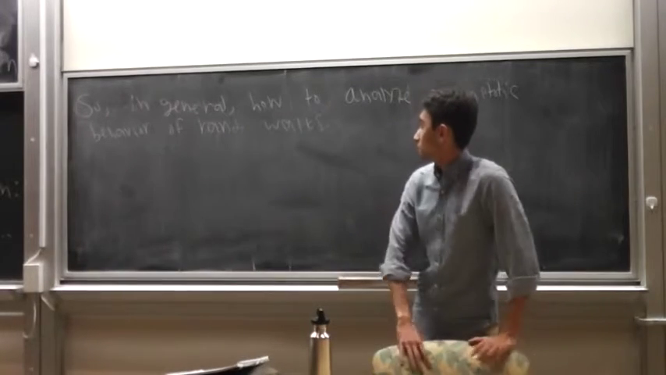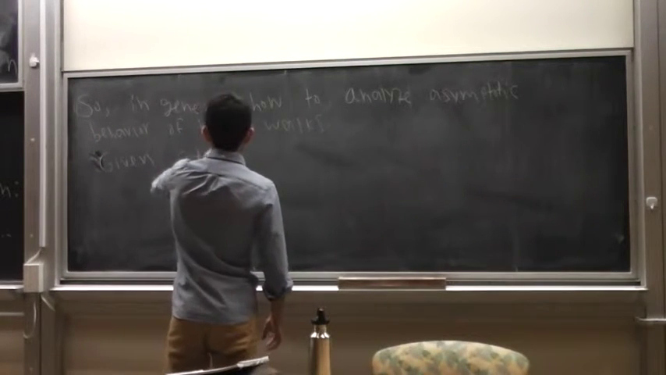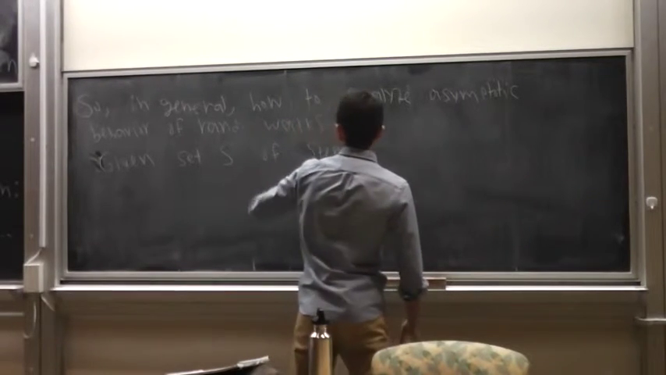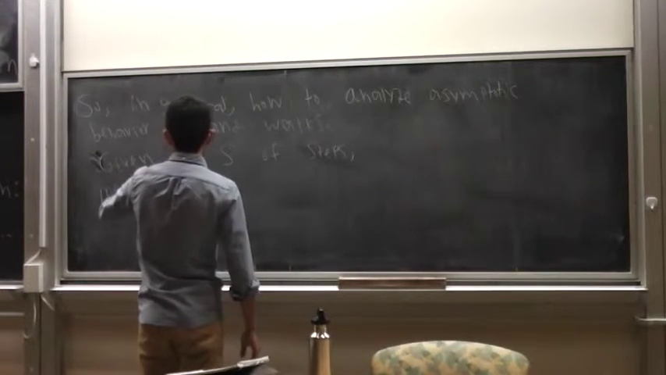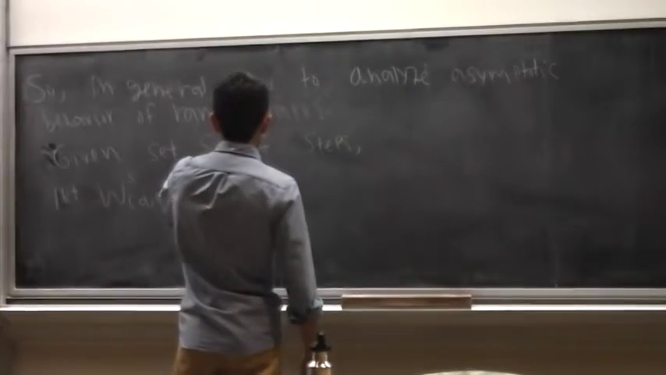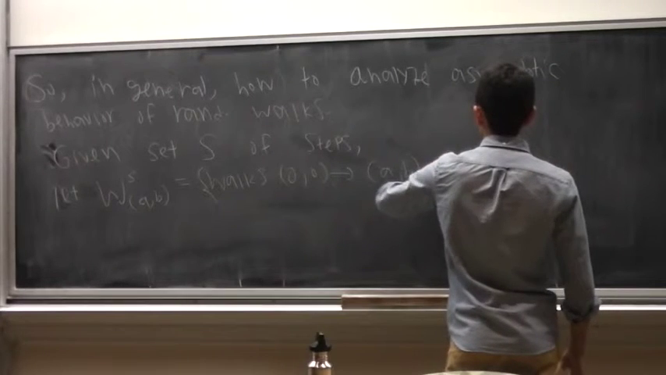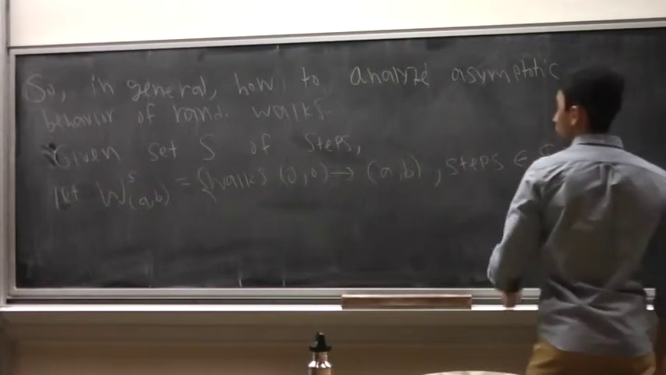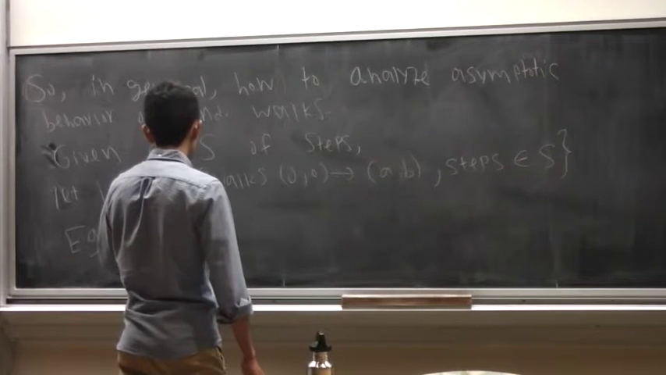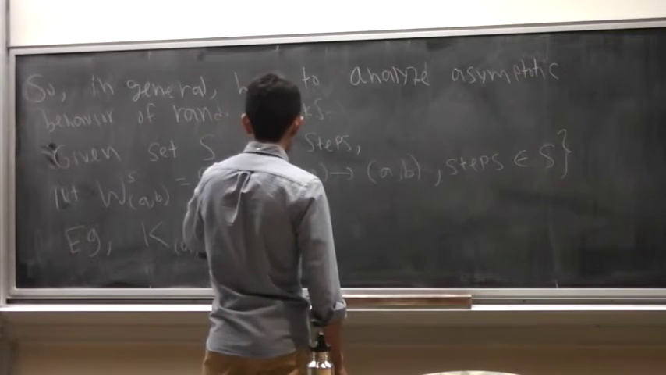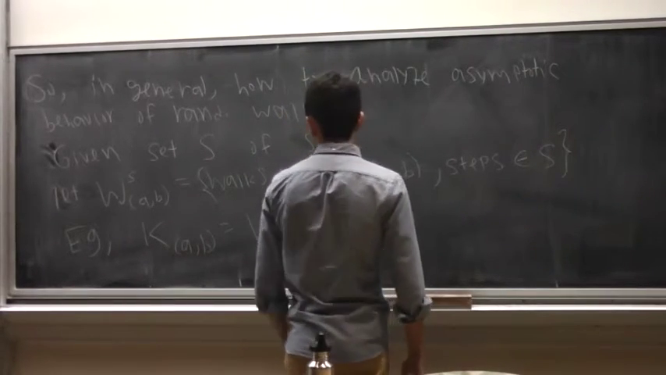Given a set S of steps, let W sub AB superscript S be the walks from (0, 0) to (A, B) with steps in S. For example, the royal paths thing was when S equals {(1, 0), (0, 1), (1, 1)}.